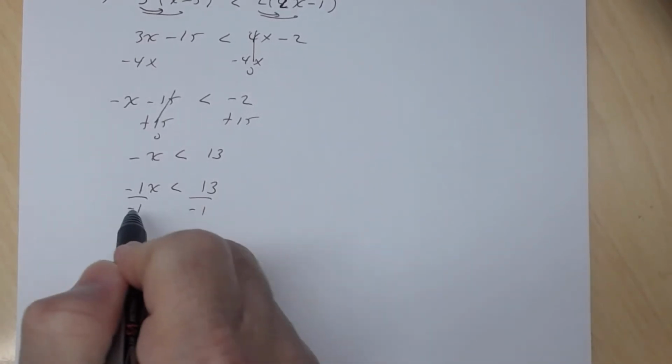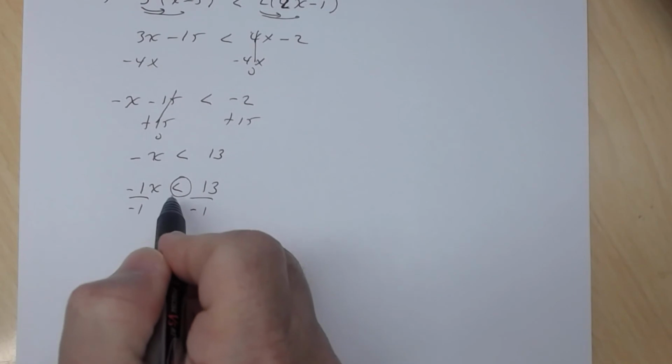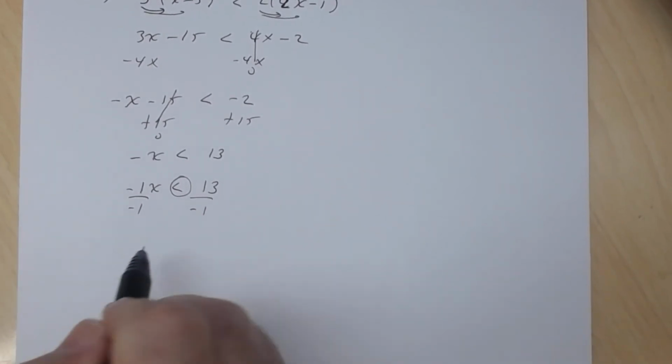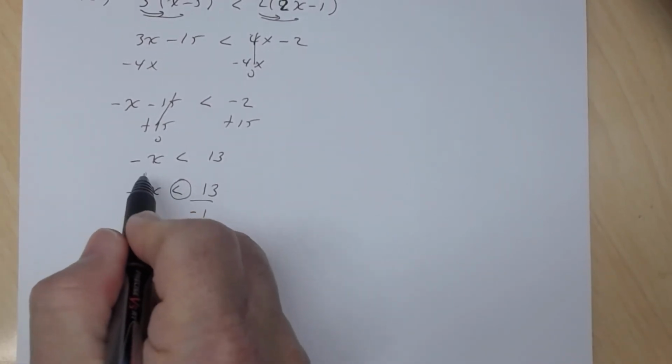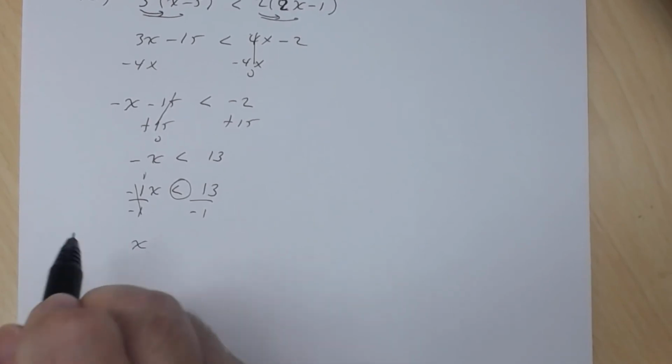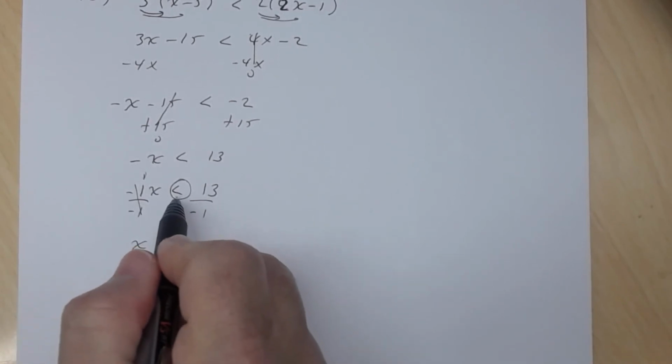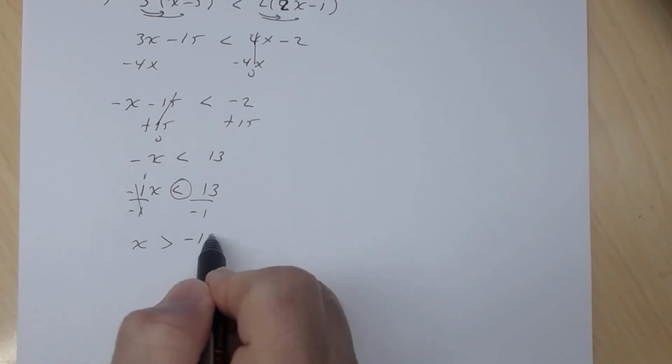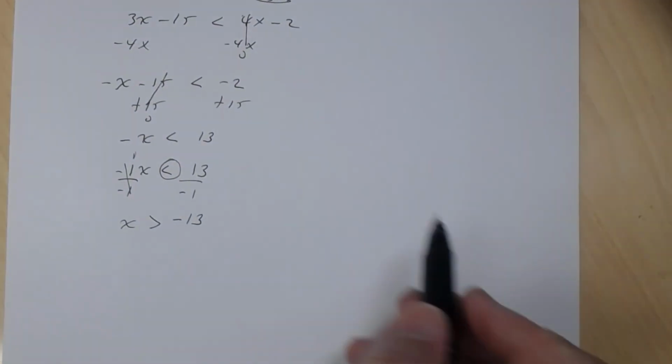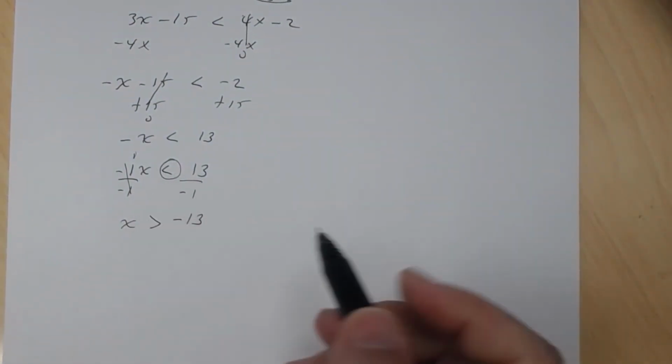But remember, you're dividing or multiplying both sides of an inequality by a negative number, so you got to reverse the symbol. So negative 1 divided by negative 1 is 1. 1 times x is x. So your solutions would be any real number that is greater than negative 13. Those are your solutions. So less than becomes greater than.